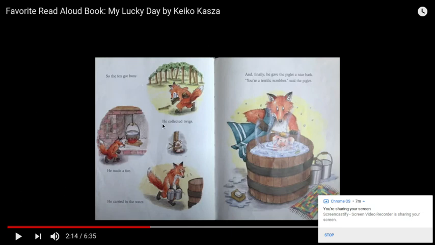So the fox got busy. He collected twigs. He made a fire. He carried in the water. And finally, he gave the piglet a nice bath. You're a terrific scrubber, said the piglet.